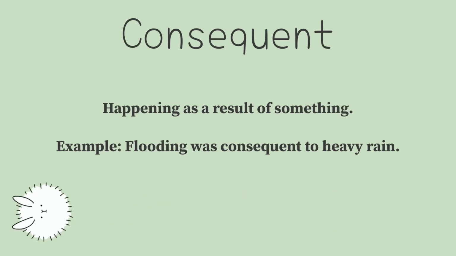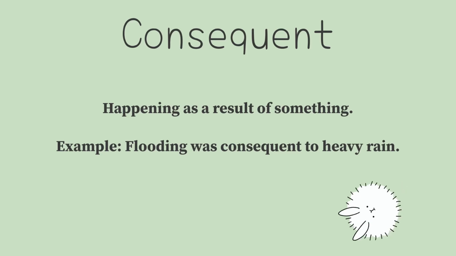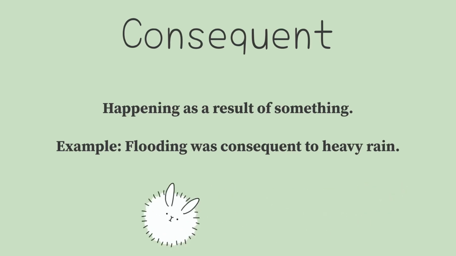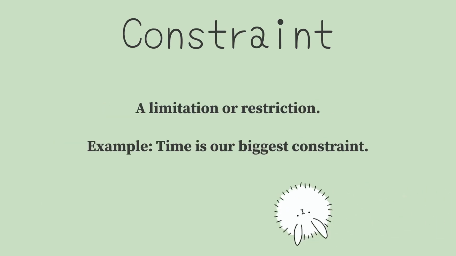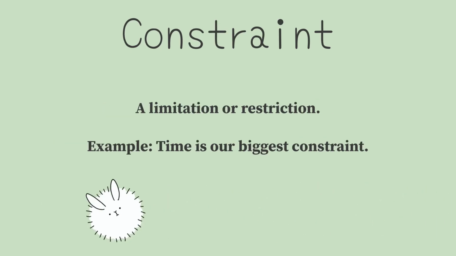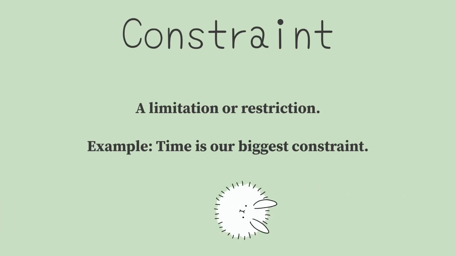Consequent. Happening as a result of something. Example, flooding was consequent to heavy rain. Constraint. A limitation or restriction. Example, time is our biggest constraint.